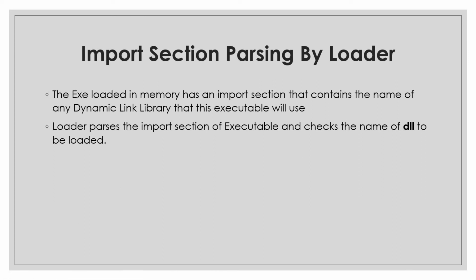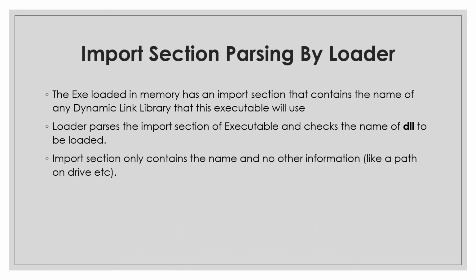The loader parses the import section of the executable. The information related to the dynamic link libraries which your exe will use is contained in the import section, and the loader parses that section and checks the name of the DLL which needs to be loaded. The import section only contains the name of the DLL. It does not contain any other information, like the path where this DLL needs to be searched.